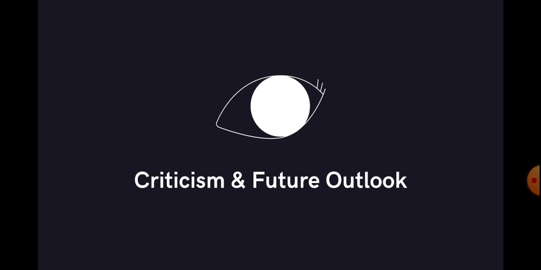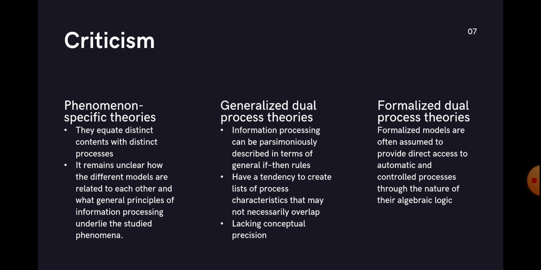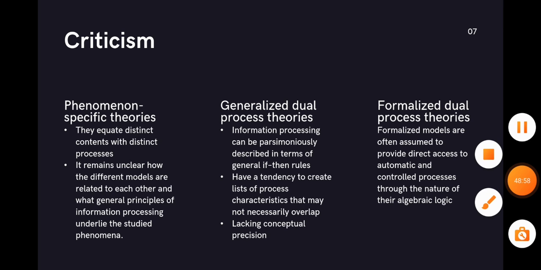And then next we will proceed further into the criticism and future outlook. There are three criticisms here. The first one is for the phenomenon-specific theories, which are the theories that were made back then during the earlier era of the development of dual process theories or models. The first critic is that they equate distinct contents with distinct processes. And then it remains unclear how the different models are related to each other and what general principles of information processing underlie the studied phenomena.